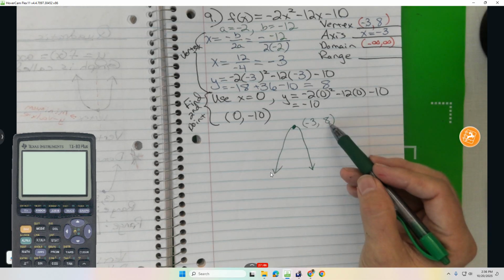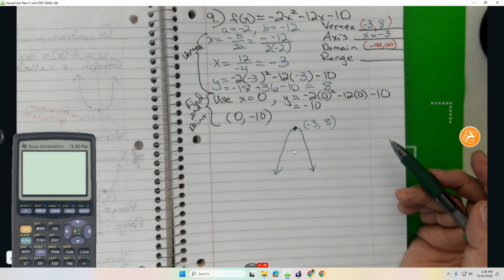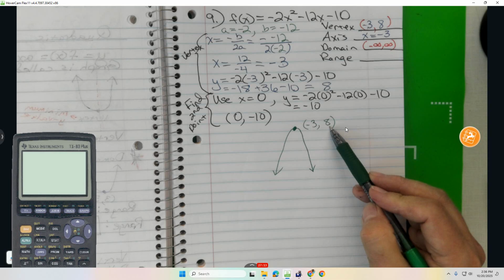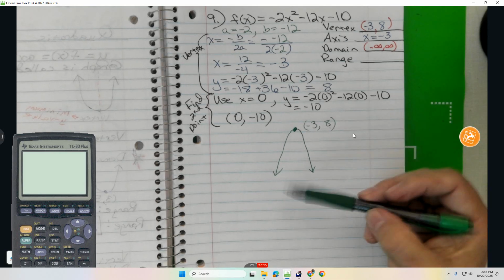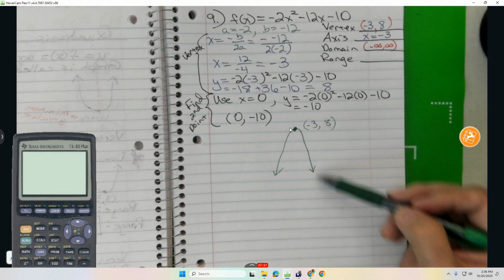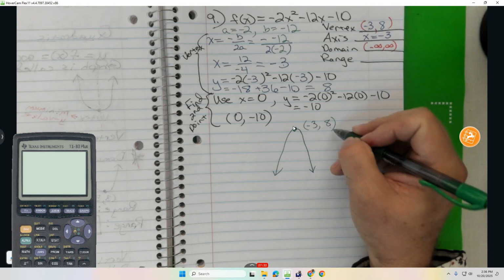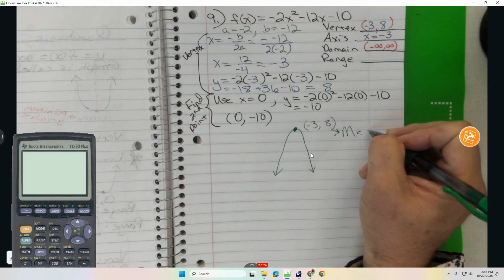Is this vertex corresponding to the maximum or minimum y value? Is 8 the maximum y value or the minimum y value? When a parabola opens down, is the vertex the high point or the low point? The high point, that means that's the maximum y value.